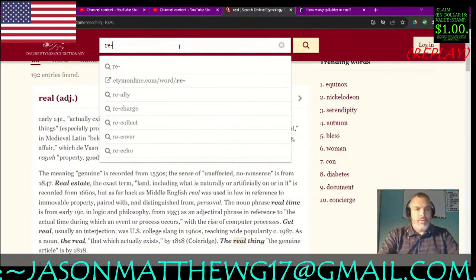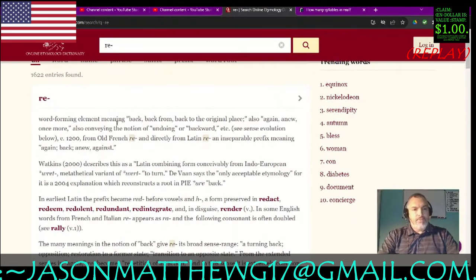So first, what we would do is look up the R-E. Word-forming element, meaning back. Back from, back to the original place. Again, anew, once more. Undoing, right there. That is a sense of negation, to undo something. Not to mention the back to the original place, again, anew. If you're doing something again or anew, it means you're not doing it right now. You're doing it again. It negates the now space. It negates the continuum that's happening right now. That is why RE is a particle of negation.